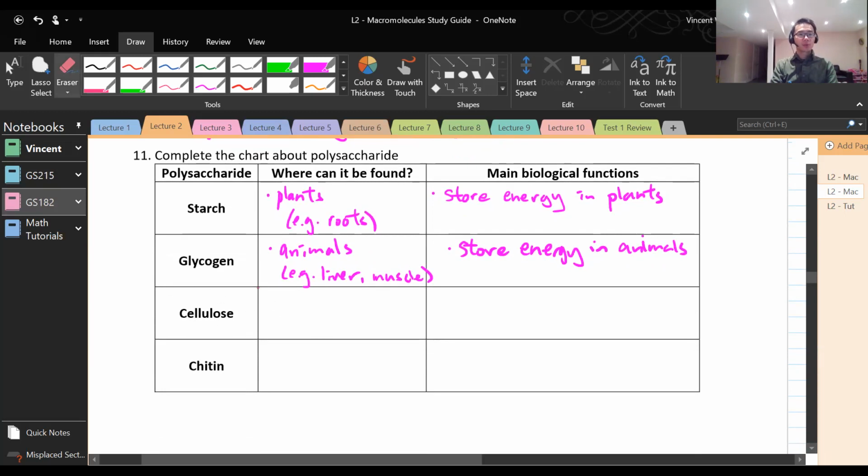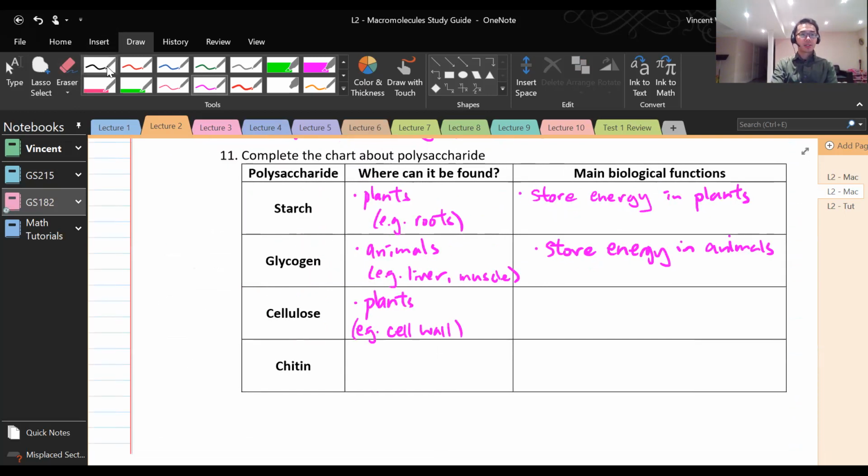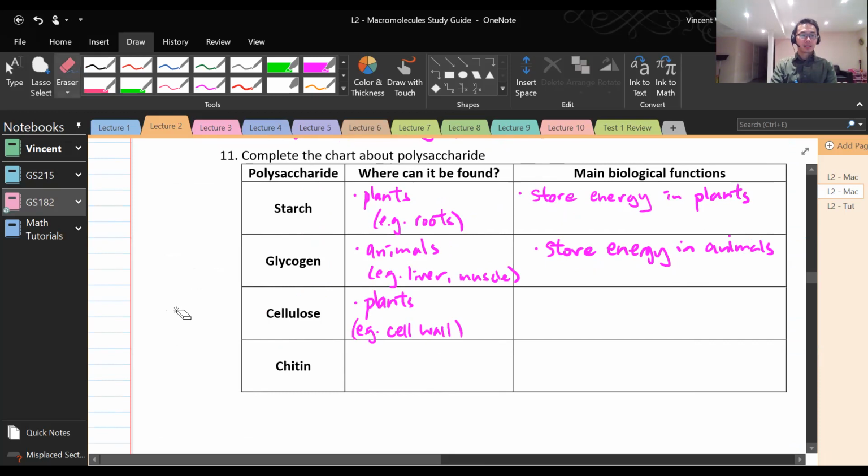Next one is cellulose. Cellulose is found in plants again. For example, the cell wall. For those of you who don't know what a cell wall is, this is a cell. A plant cell is usually more rectangular. This is the nucleus, the inside of a cell. And outside of the cell, there is an additional protective barrier for plants. That's the cell wall, and that's where all the fibers are.